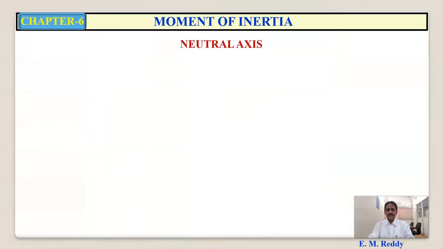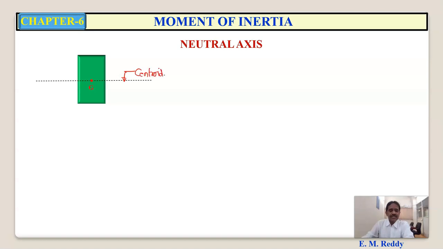Now neutral axis. So here neutral axis is nothing but centroidal axis. Let us consider this section having center of gravity or centroid as G. The axis passing through the centroid of a particular section is known as centroidal axis, which is also called the neutral axis.